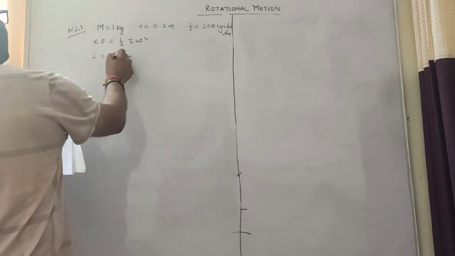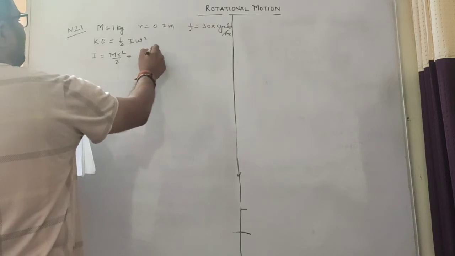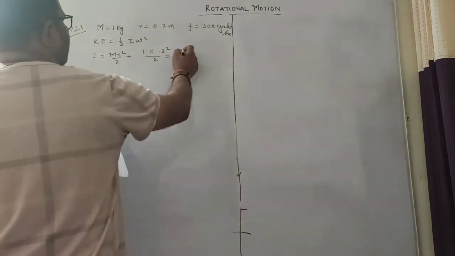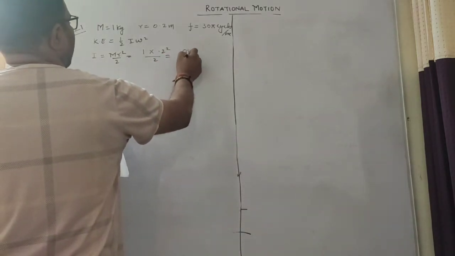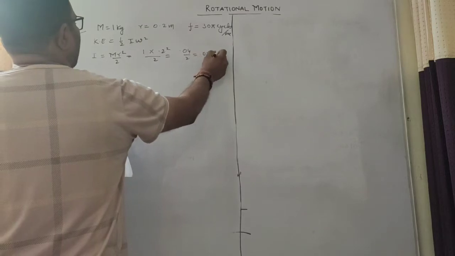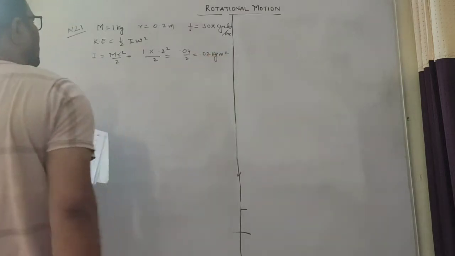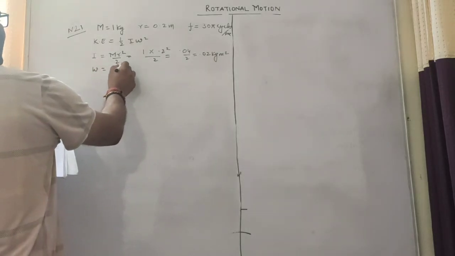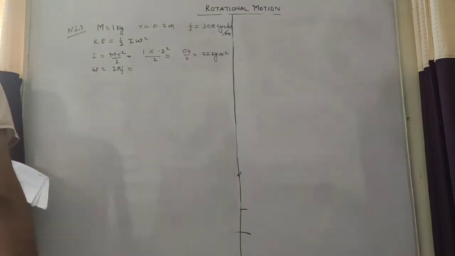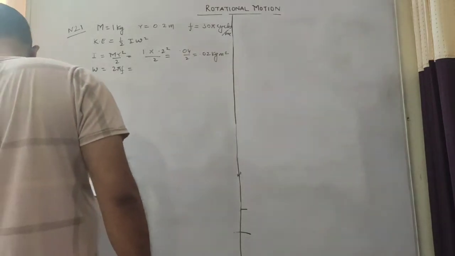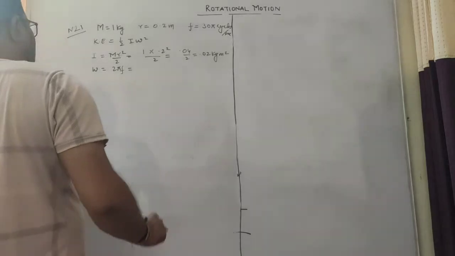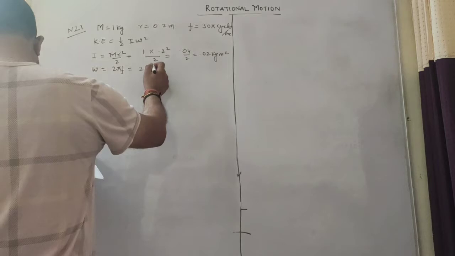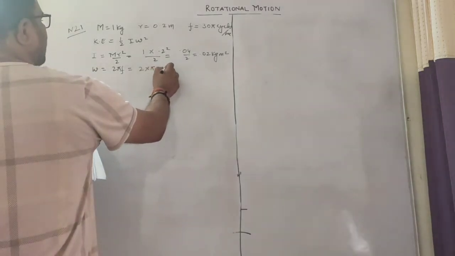That is small r is given. I have taken 1 into 0.2 square by 2. So this is 0.04 by 2, that is 0.02 kilogram meter square is the moment of inertia. Now omega required is 2 pi f. So it is 2 into pi into 30 pi.